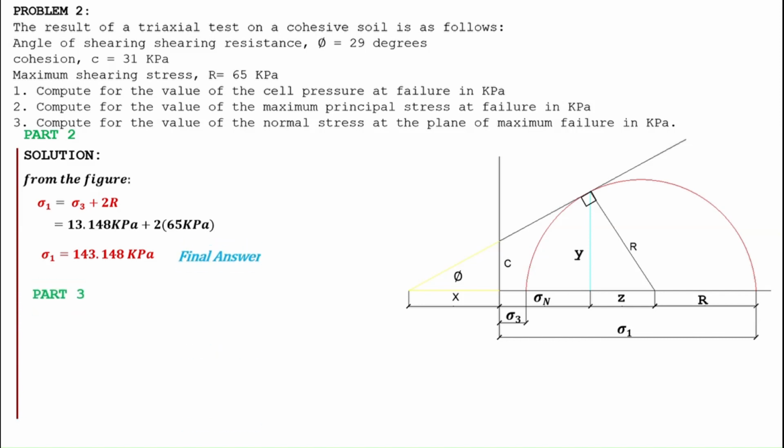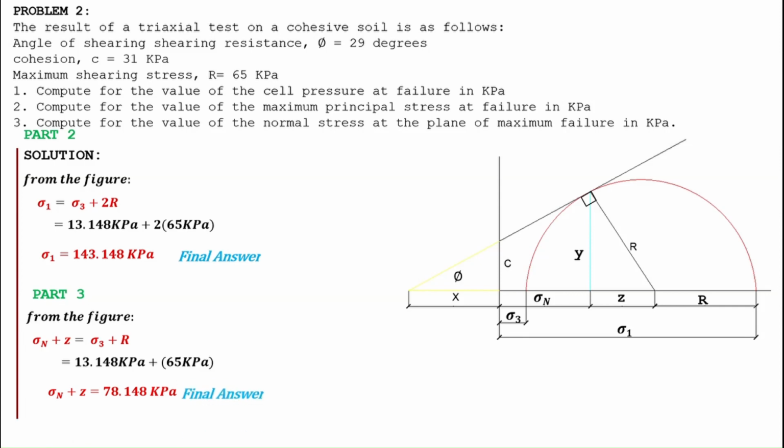For our solution to the last part of the problem, from the illustration, sigma n plus c is equal to sigma 3 plus r. Substituting values, 13.148 kilopascal plus 65 kilopascal. Normal stress at the plane of maximum failure is therefore equal to 78.148 kilopascals.